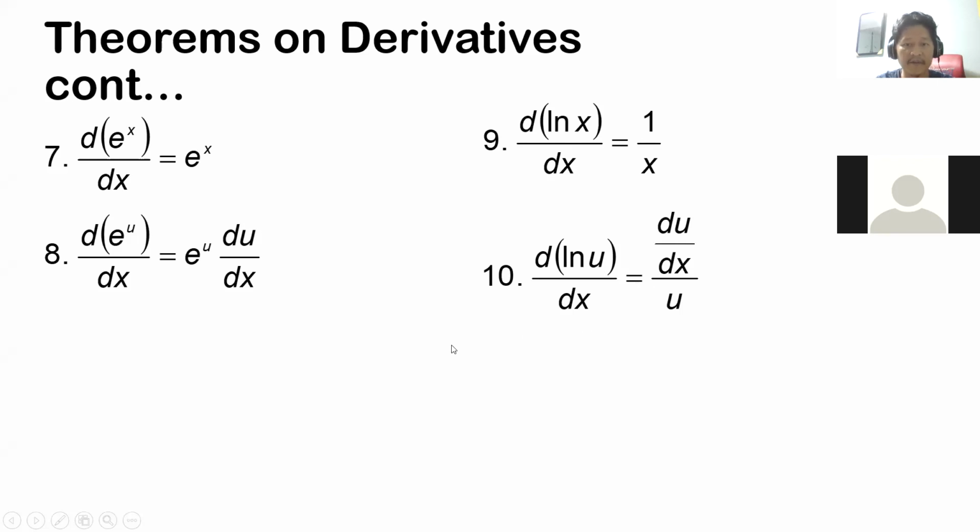Okay? And then we also have this theorem. This is the generalized power formula, wherein if you have a u to the n, wherein u is not just x, you can just use the same principle. Yun nga lang, meron tayong derivative nung base afterwards. We just multiply with the derivative of the base. Let's have examples on this.